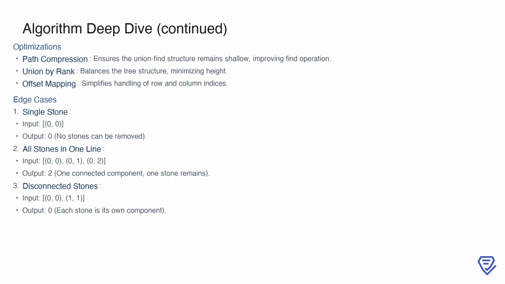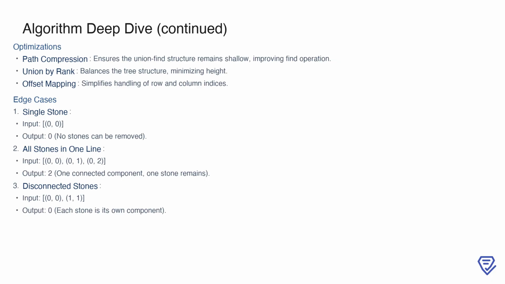To optimize this solution further, we leverage techniques like path compression and union by rank. Path compression ensures that the union-find structure remains shallow by directly connecting nodes to their root, improving the efficiency of subsequent find operations. Union by rank balances the tree structure during union operations, minimizing its height and keeping the algorithm efficient. Additionally, the offset mapping of column indices simplifies the handling of row and column relationships, avoiding unnecessary complications.